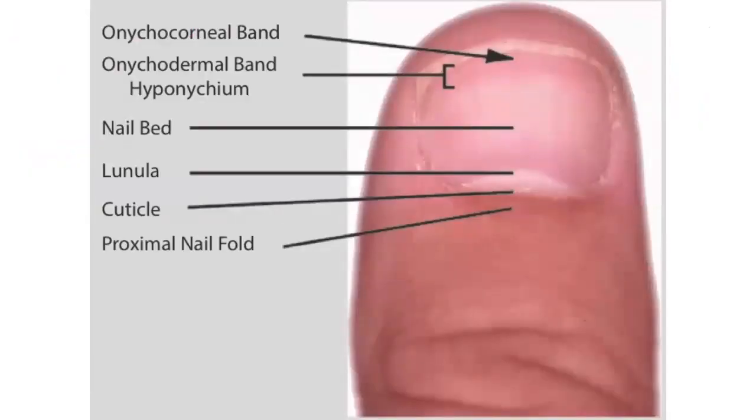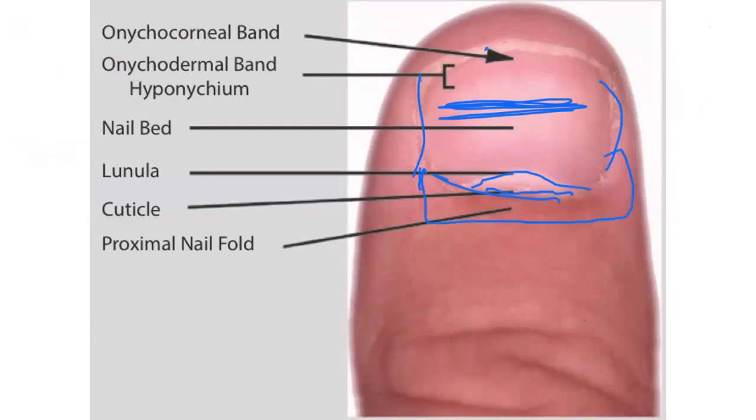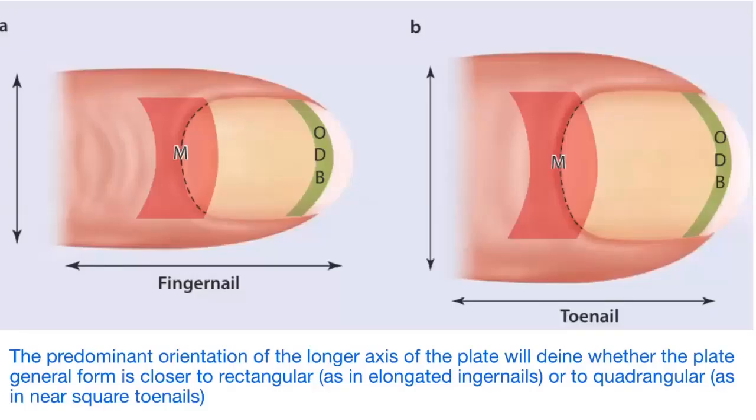So this is the nail: onychodermal band, proximal and lateral nail folds, cuticle, lunula. This one is the matrix. This is the nail plate. Underlying the nail plate is the nail bed. You see, this is the fingernail, this is the toenail.